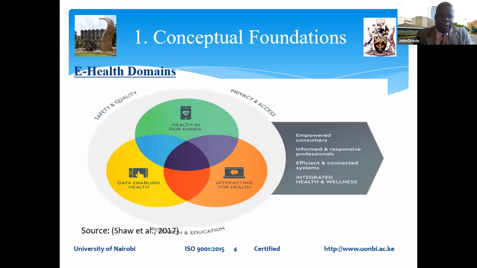It's also about data and enabling health. So management of data, the collection, the storage, and the sharing of the data is very key when we are talking about e-health, as we are going to see. The third domain is about interacting for health, sharing of information, sharing of health data, sharing of devices that can enable people to interact. You can think of social media, for example. It can enable a lot of sharing and interaction for health.